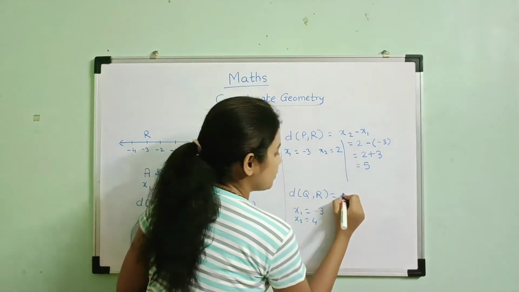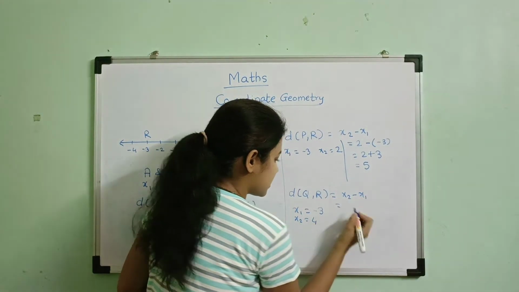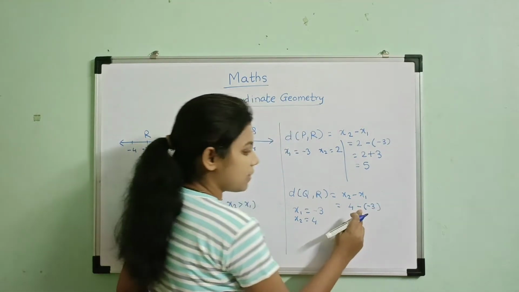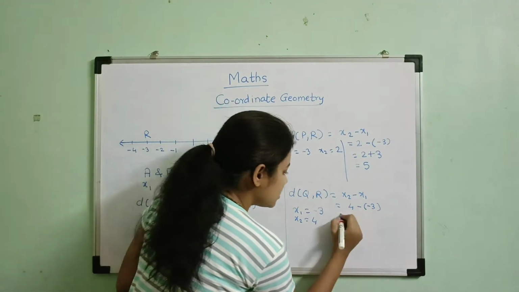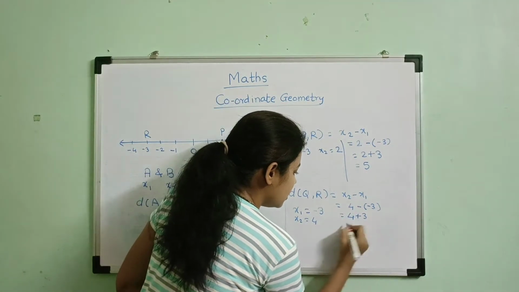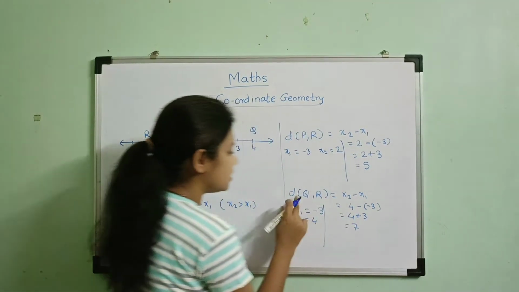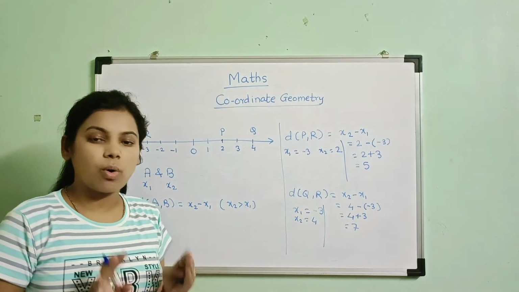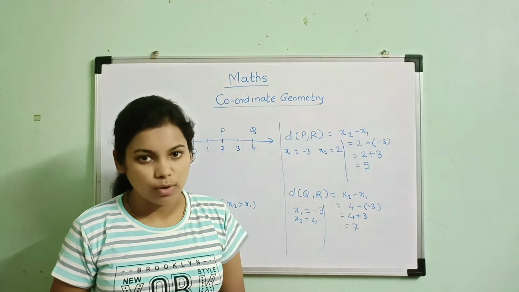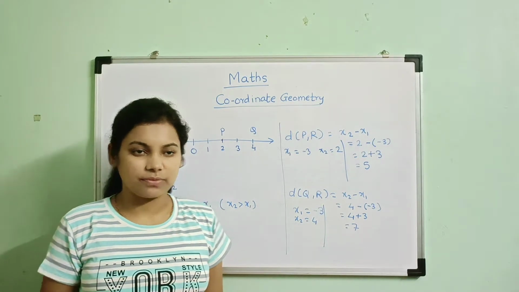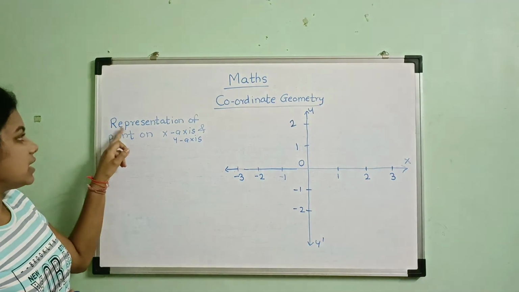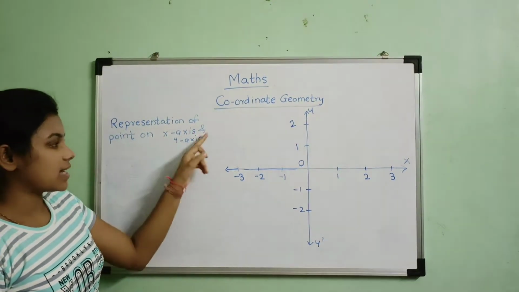And what is our formula? x2 minus x1. What is x2 here? 4 minus -3. Minus into minus gets plus, means 4 plus 3, which is equal to 7. Means the distance between the points Q and R is 7. And remember, distance is always positive. It cannot be negative.